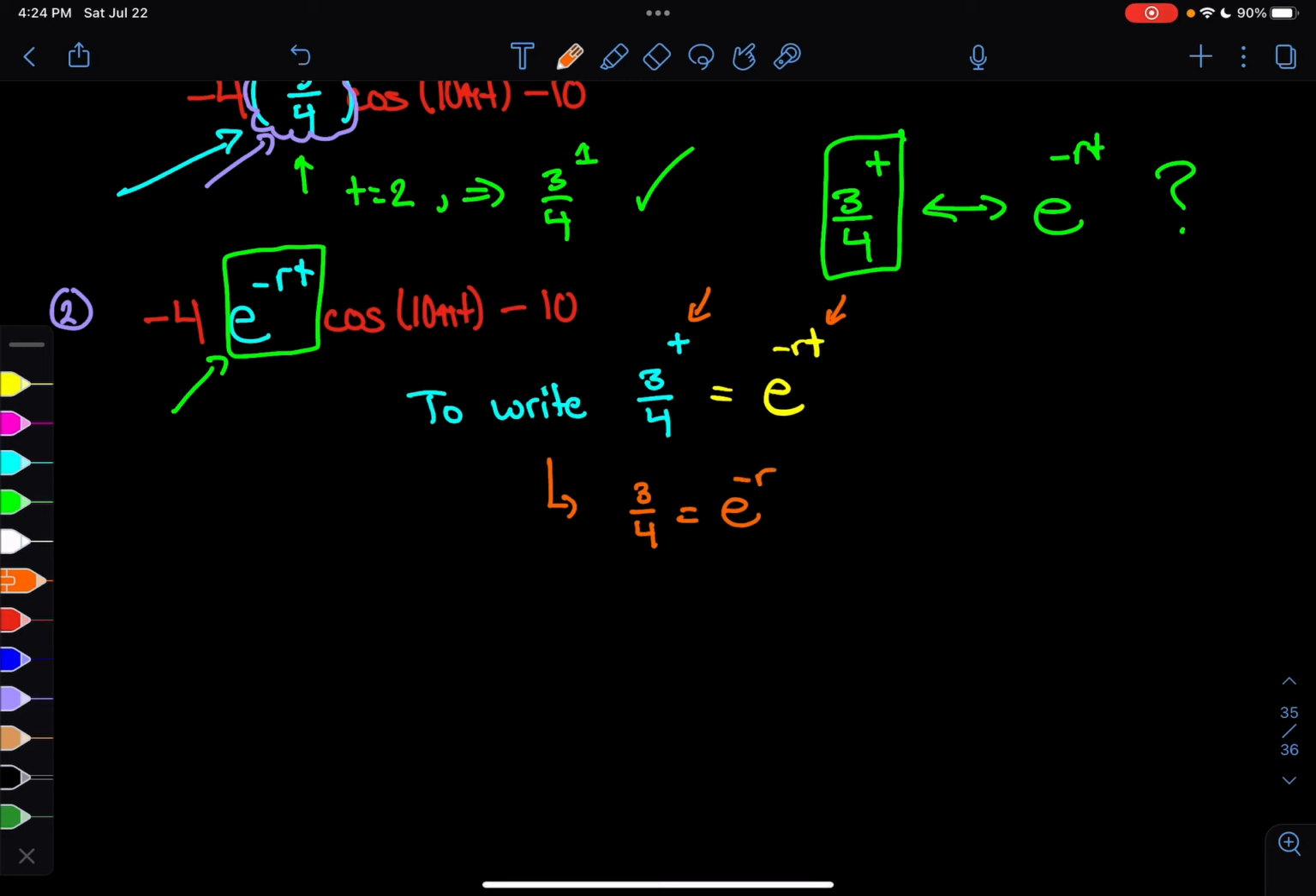And now the question is, well, okay, so all I need to do is figure out what my r is, and I'm done, right? E is a number. We learned this in Precalculus 1. It's like pi. It's like 2.7 something. So how do I figure out what r is?